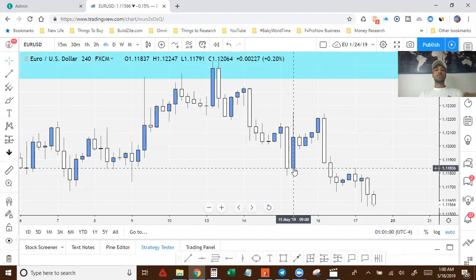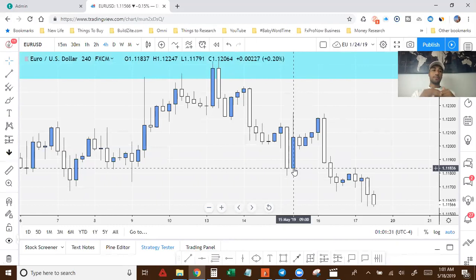And then you see up at the top middle where it says open 1.11837, and then there's an H, 1.12247, and then there's an L, 1.11791, and then there's a C, closed at 1.12064, meaning the candle closed at that price.